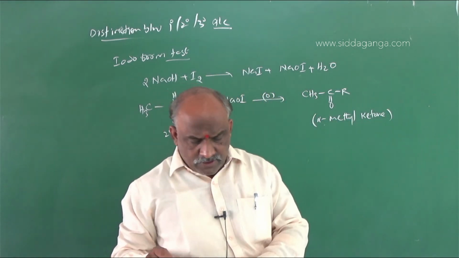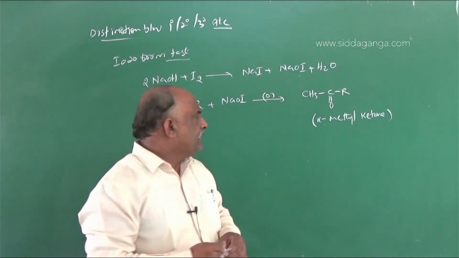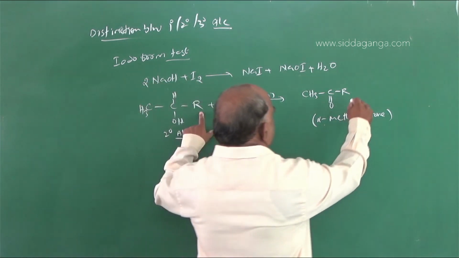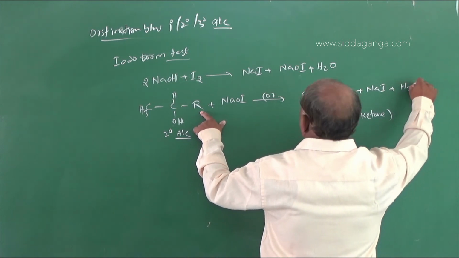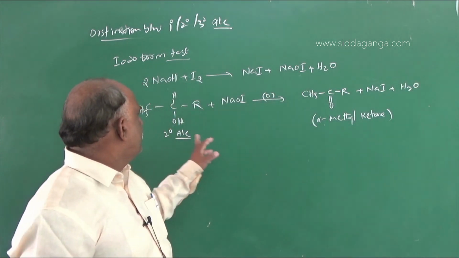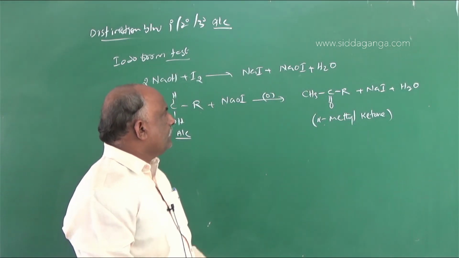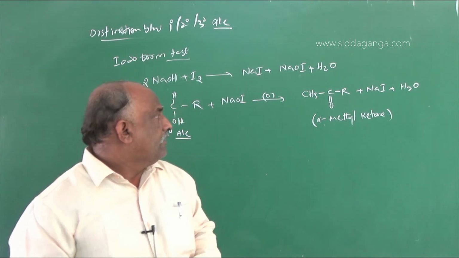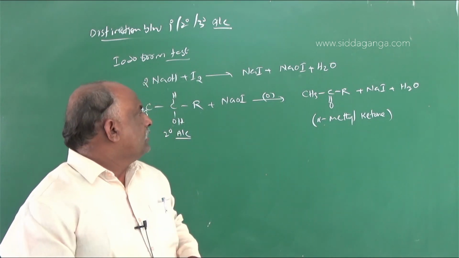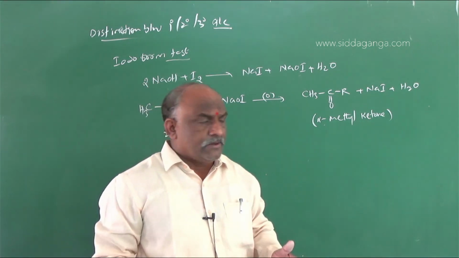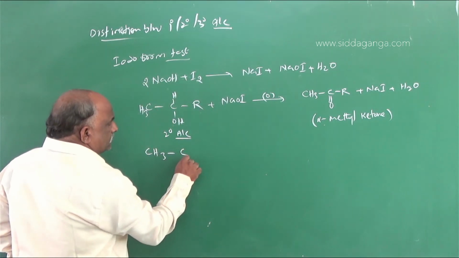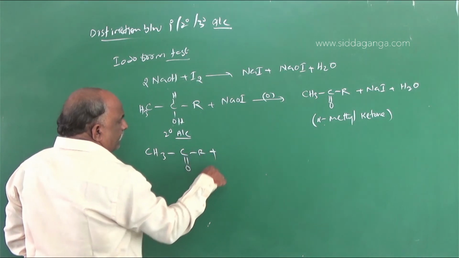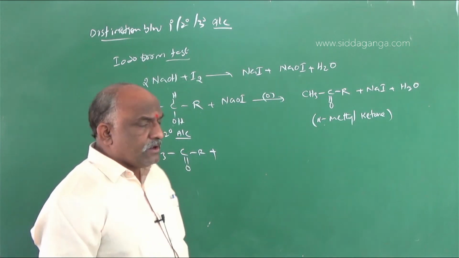Secondary alcohol is converted into alpha methyl ketone, and with the addition of NaOI, NaI will be eliminated and water will be formed. Regarding this reaction, after that, what is the next step? The next step is CH3-COR. This is called alpha methyl ketone.